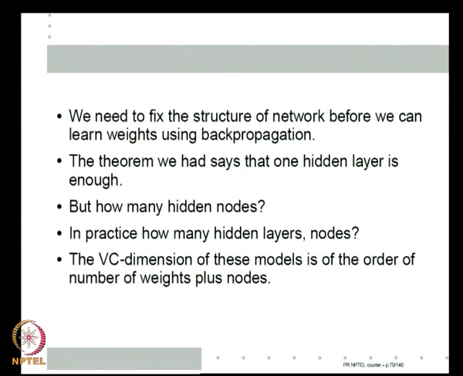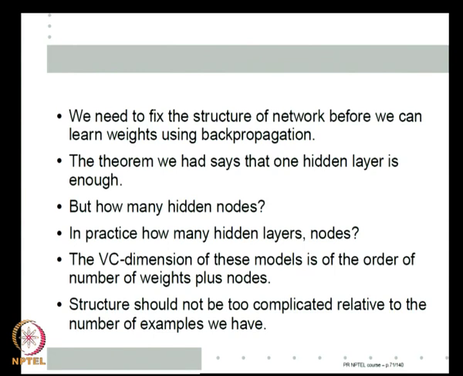We need at least a little more than the weights. So, that also determines how many hidden nodes we will use. We know how many training examples we can afford, and that determines how complicated the structure can be. So, this is about the only guide we have. We know the VC dimension is of the order of the number of weights plus nodes, and hence, looking at the number of training samples we have, we would like to keep our total number of weights down, and we use that as a guide to decide how many hidden nodes we can afford. Okay. So, that is about all I can say about hidden nodes.